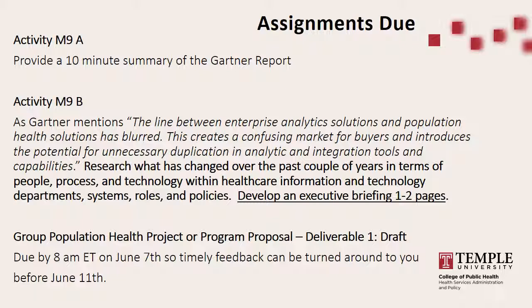Also, the Group Population Health Project or Program Proposal, Deliverable 1, which is the draft, is due by 8 a.m. Eastern Time on June 7th, so timely feedback can be turned around to you before June 11th.